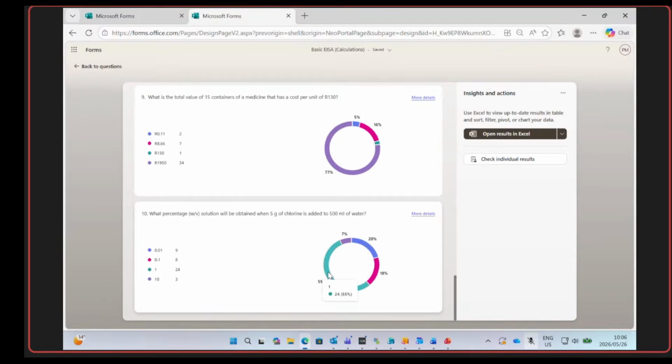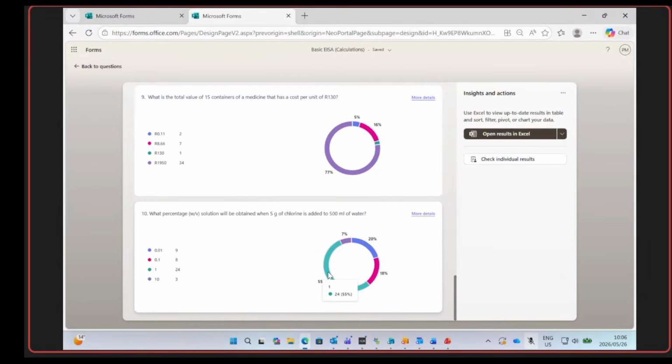All right. So it would be 5 divided by 500, but you still want it as a percentage. So it's going to be 0.01 multiplied by 100. Your answer is going to be 1. A lot of you have got that correct. So remember, what are they asking you? What percentage solution is it? All right. So it's a 1% solution.